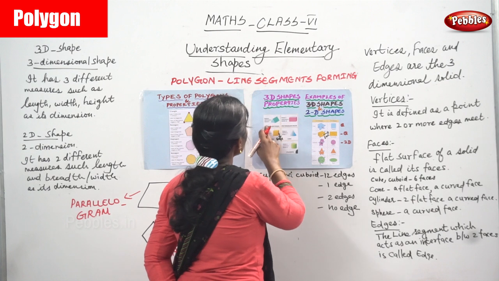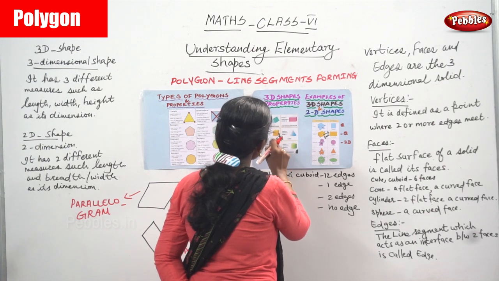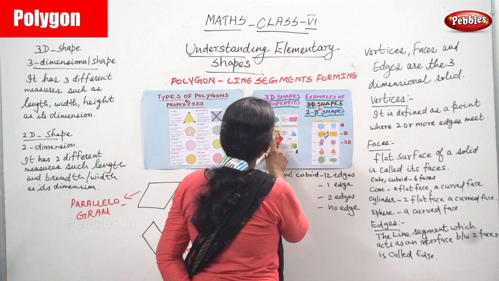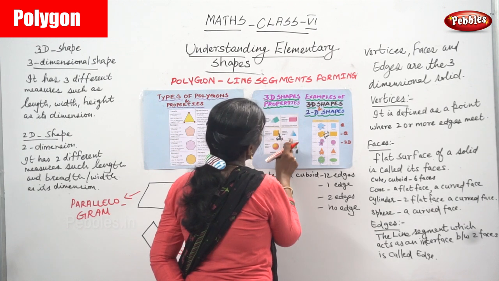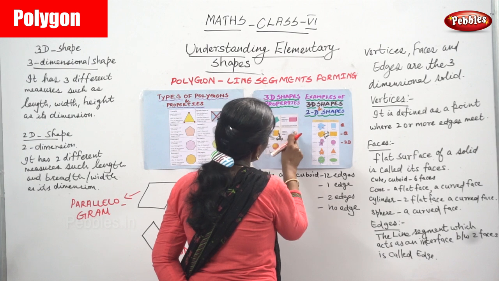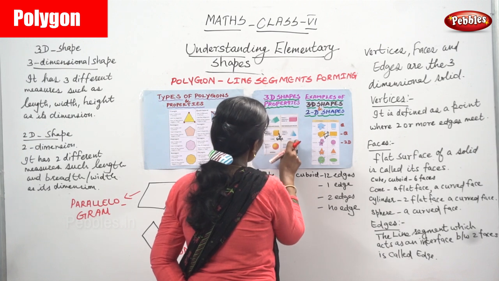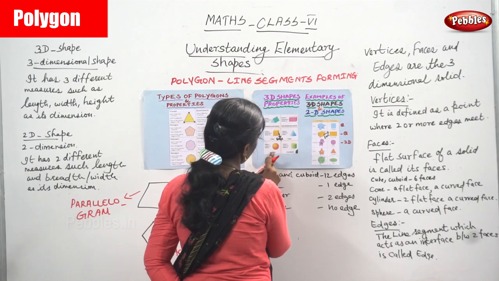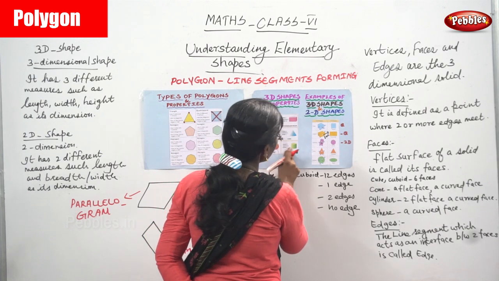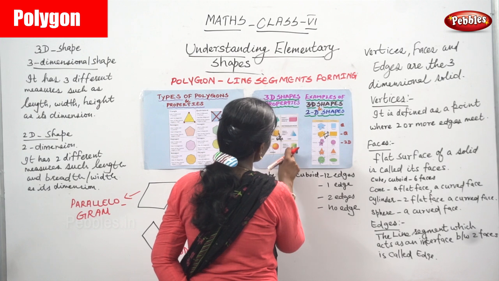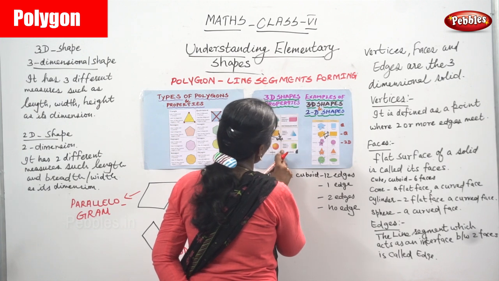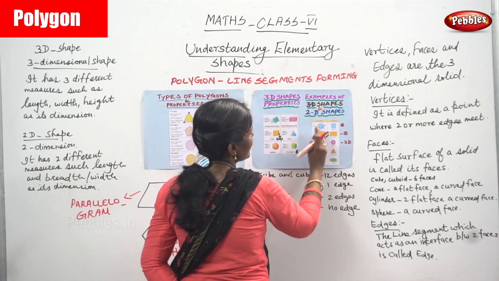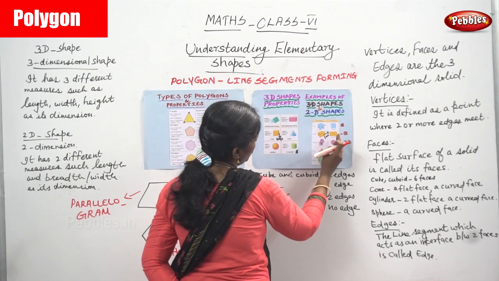And the next one is the cube. It has 6 faces, 8 vertices, and 12 edges. A cone has 2 faces, 1 vertex, and 1 edge. A sphere has 1 face, 0 vertices, and 0 edges. A cylinder has 3 faces, 0 vertices, and 2 edges. Now we are going to see examples of 3D and 2D shapes.